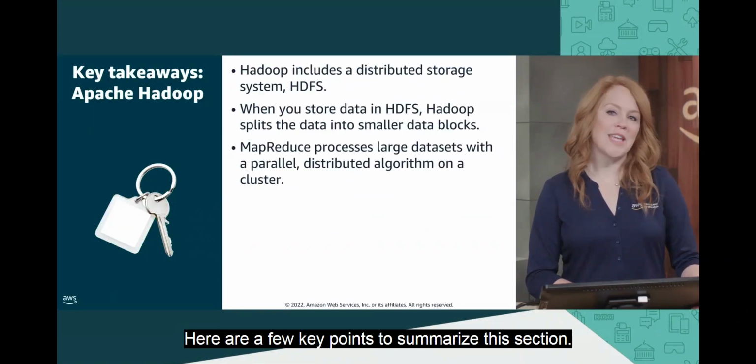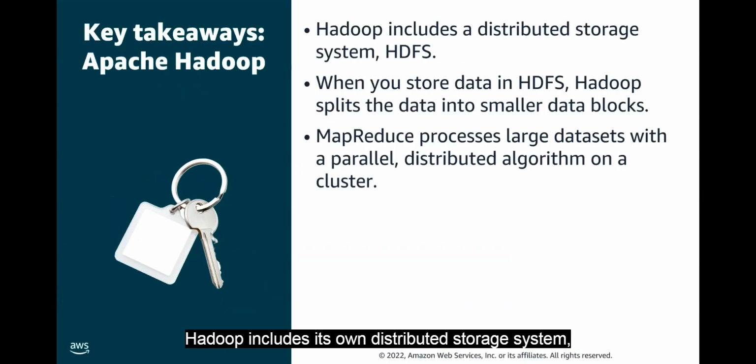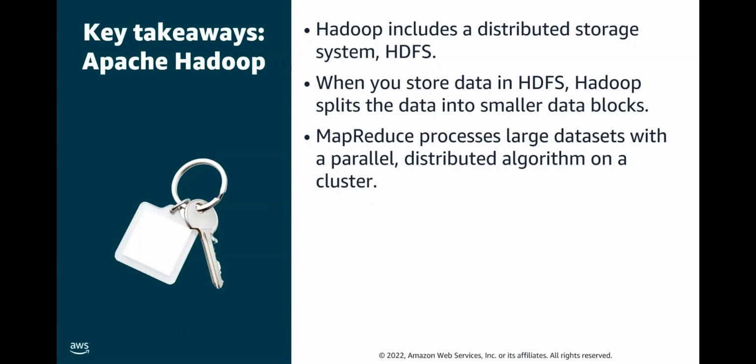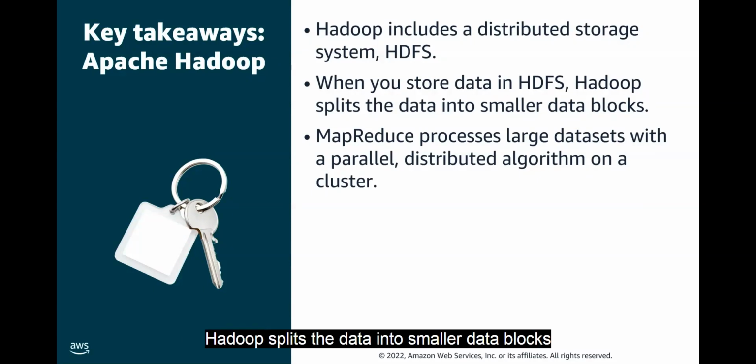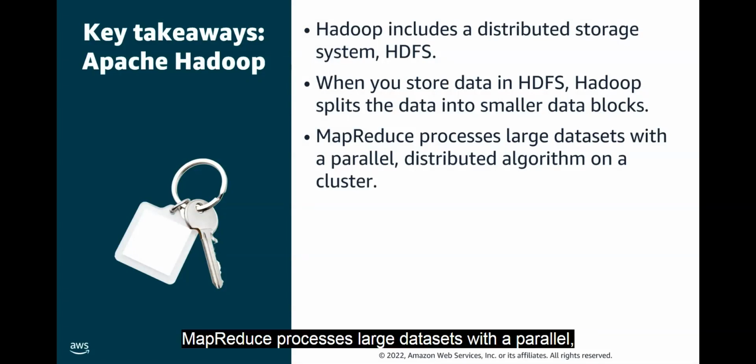Here are a few key points to summarize this section. Hadoop includes its own distributed storage system, Hadoop Distributed File System, or HDFS. When you store data in HDFS, Hadoop splits the data into smaller data blocks by using the MapReduce process. MapReduce processes large datasets with a parallel distributed algorithm on a cluster. MapReduce splits jobs into discrete tasks so that the job tasks can be run in parallel.